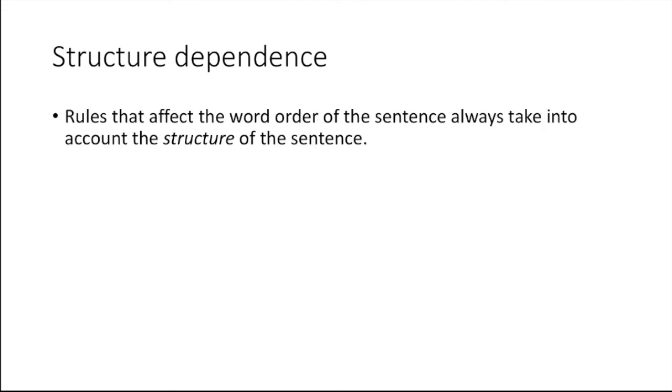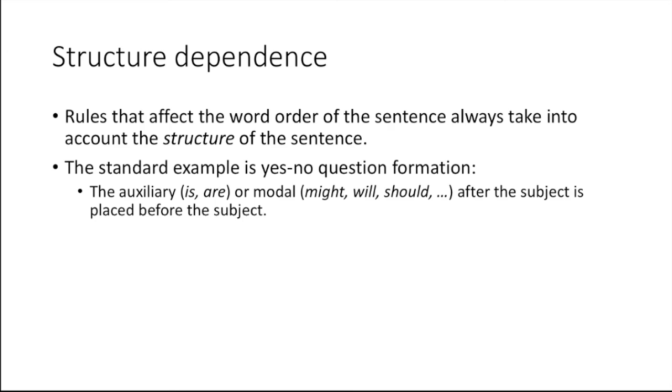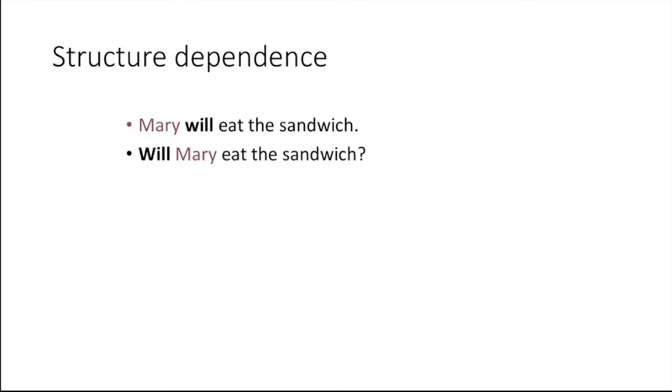So the rules that affect word order of the sentence always take into account the structure of the sentence. For instance, the star example is yes-no question formation, in which the auxiliary, is or are, for instance, or a modal such as might, will, or should, which is placed after the subject, is placed before the subject. For instance, you have Mary will eat the sandwich. And how do you form the question? The yes-no question is, will Mary eat the sandwich?